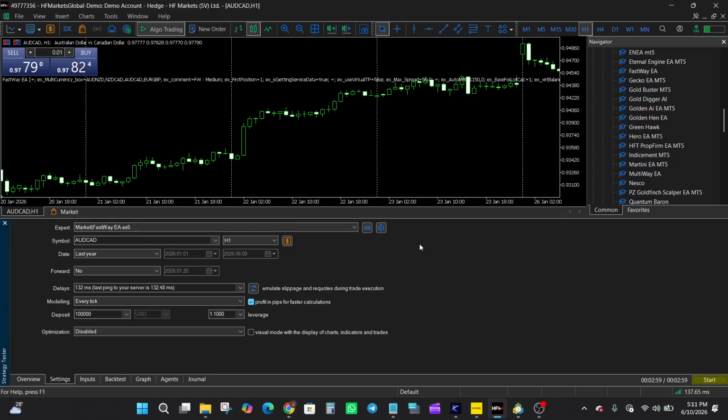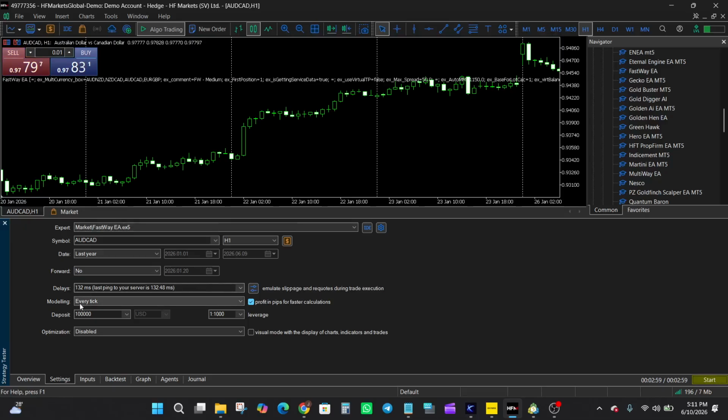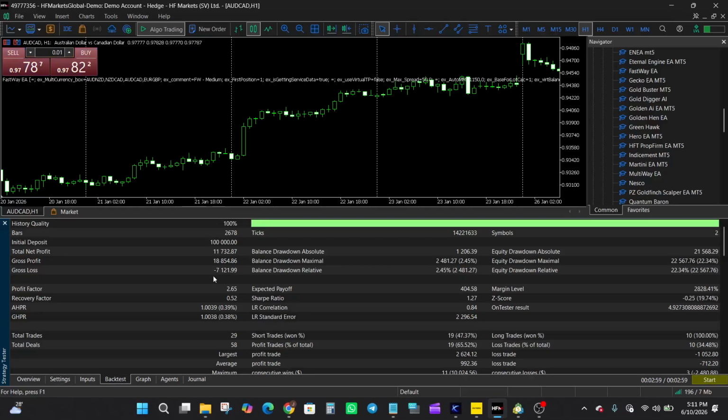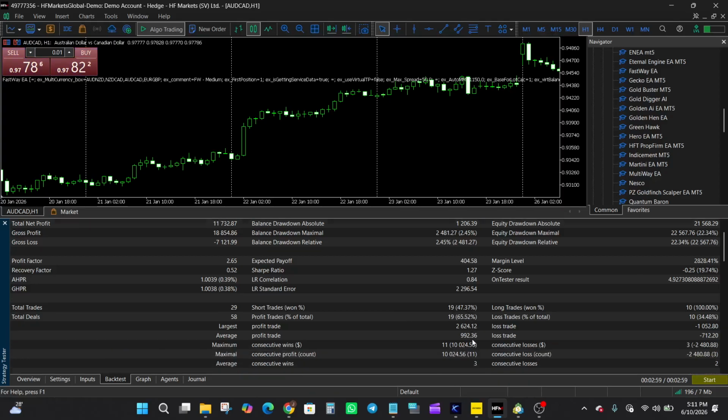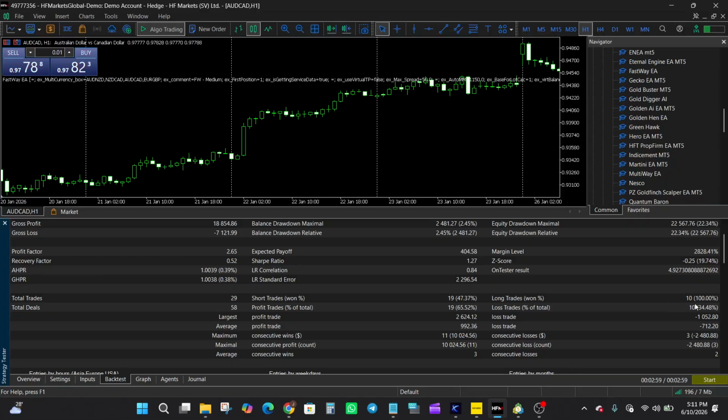So we tested the FastWay EA on AUDCAD, one of the recommended pairs, on the H1 time frame, using 2026 market conditions. So we tested from the beginning of 2026 till date. And for the delays, we are using the last ping to the server using the every tick modeling. All right, so from the backtest results, we can see that from an initial deposit of 100,000, the total net profit was $11,732.87. Total trades were 29, short trades were 19 with 47.37% win rate. Long trades were 10 with 100% win rate.